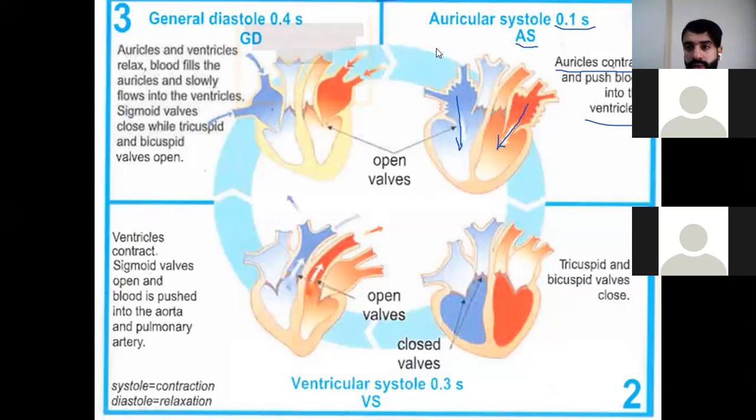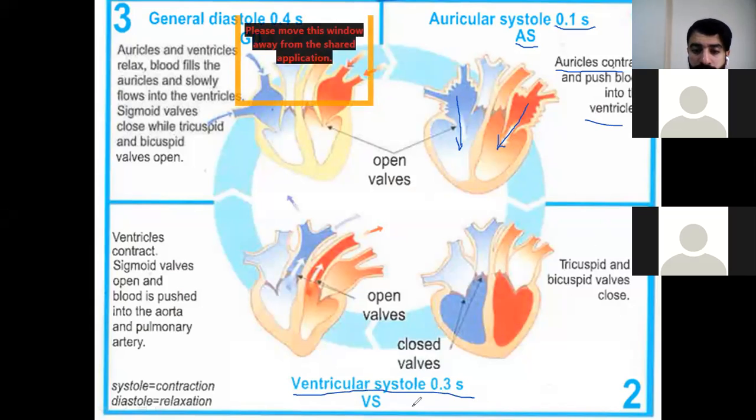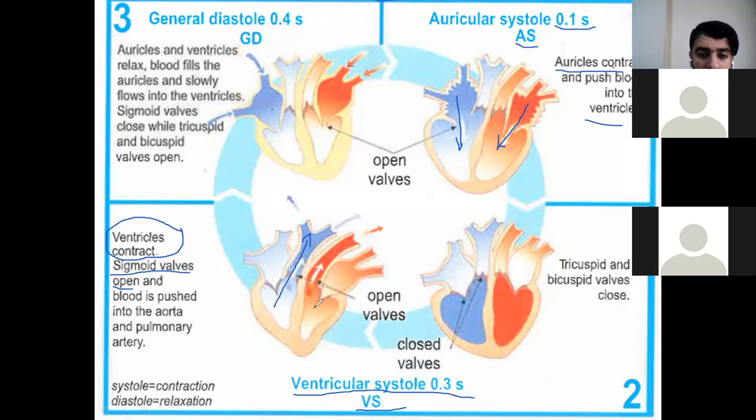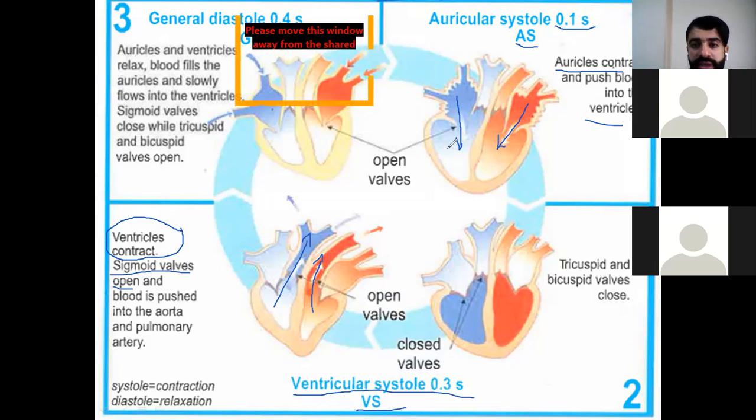Moving to the second one, the ventricular systole. It's 0.3 seconds. What happened here? What's special about this ventricular systole? We said that the ventricles contract. What happened? Sigmoid valves open and the blood is pushed toward what? Toward the aorta and toward the pulmonary artery. And here we have the closed valves. They are the bicuspid and the tricuspid valves.